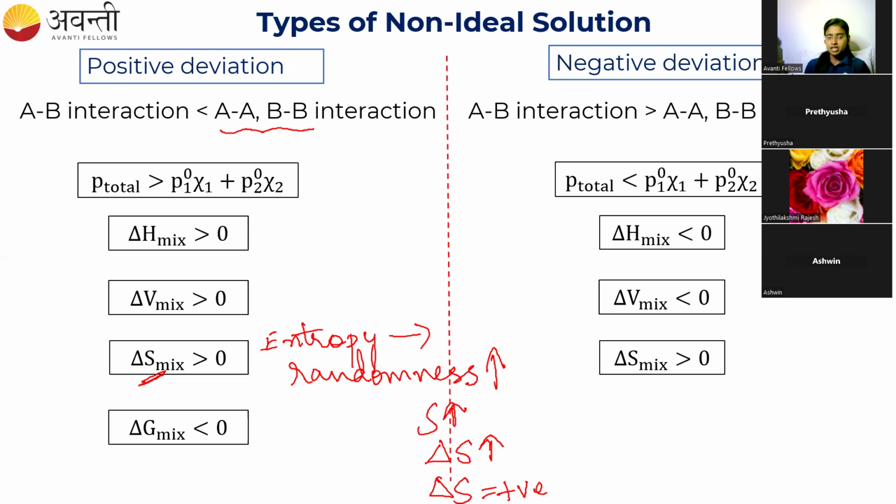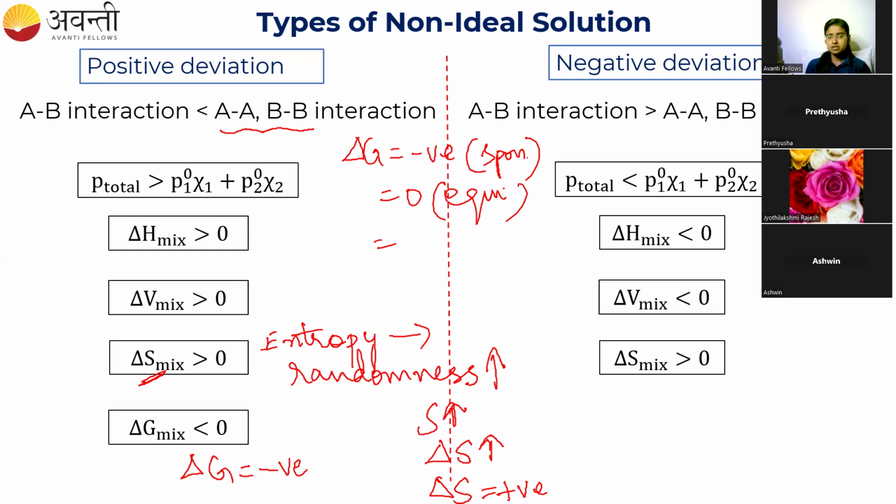So if delta G is less than 0, that is, if it is negative, then only the reaction will be spontaneous. If delta G is negative, then the reaction is spontaneous. If it is equal to 0, then it is in equilibrium. And if it is positive, then the reaction is non-spontaneous.